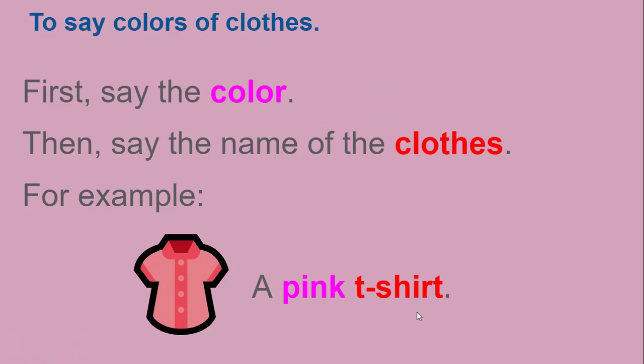All right, we can move to the next part now, where we are saying the colors of the clothes using this strategy. First, color, then the name of the clothes or the name of the clothing item. Let's go there.